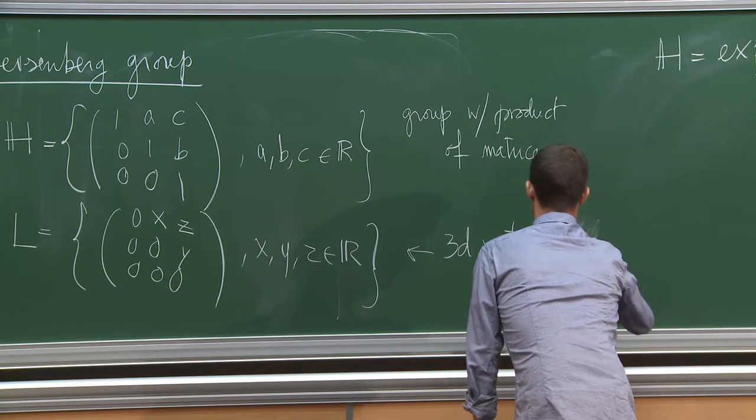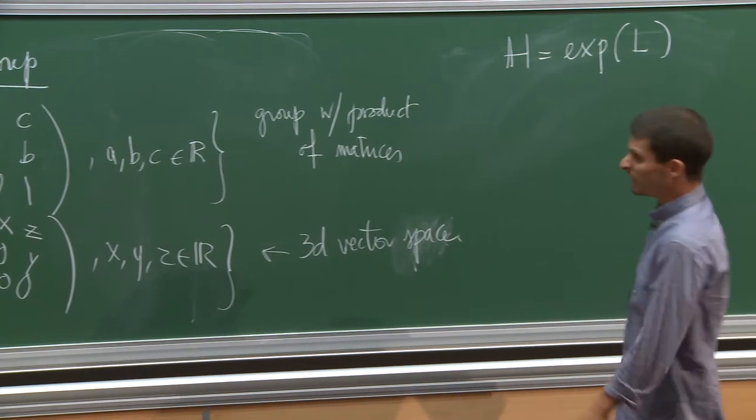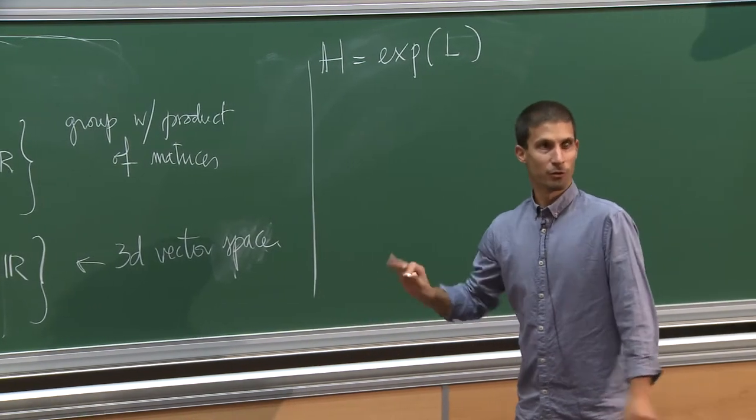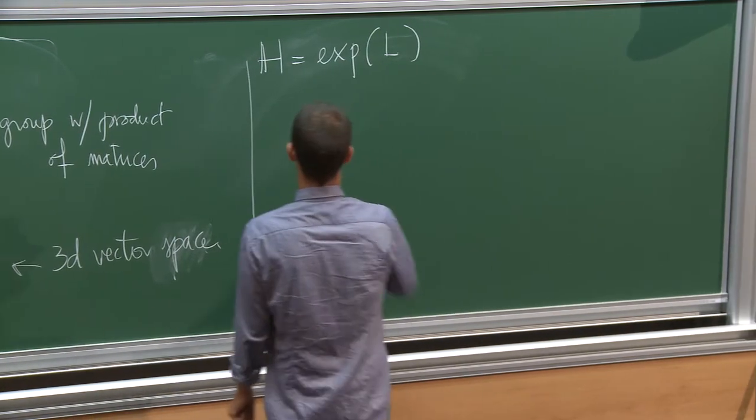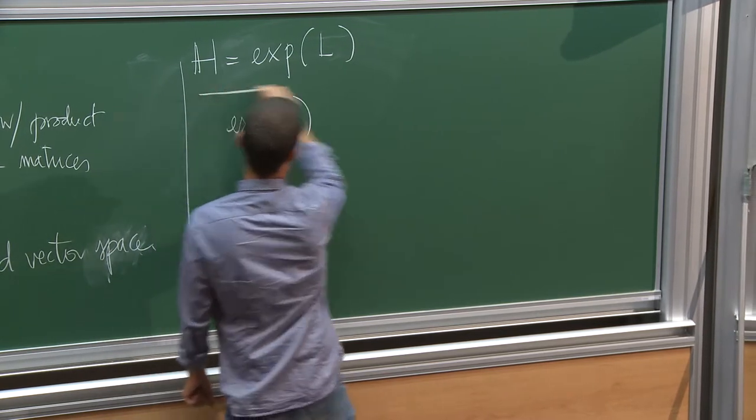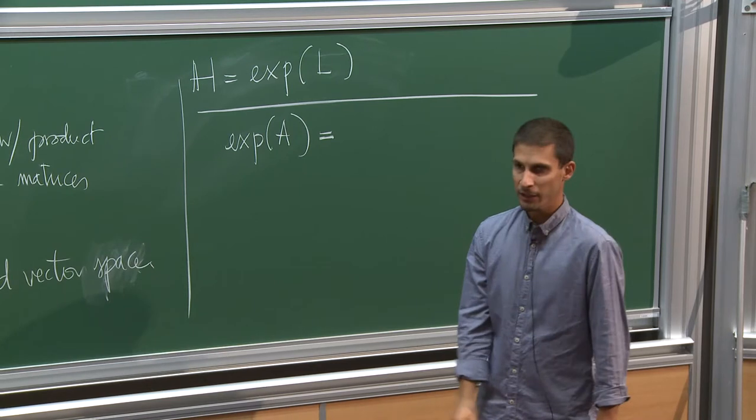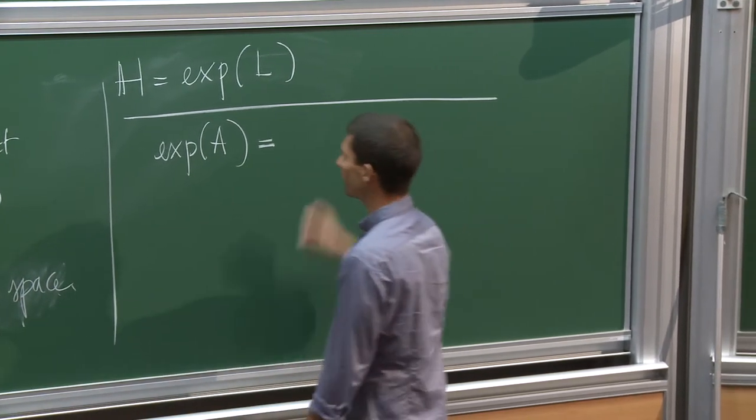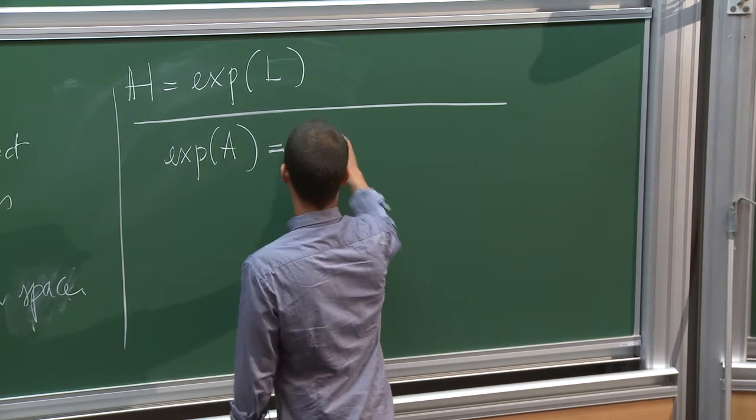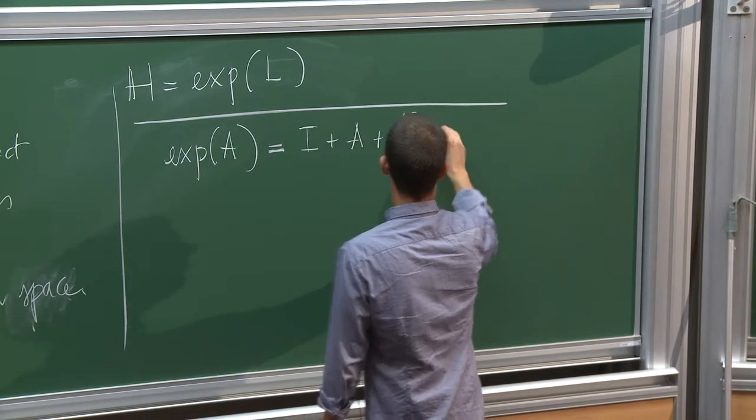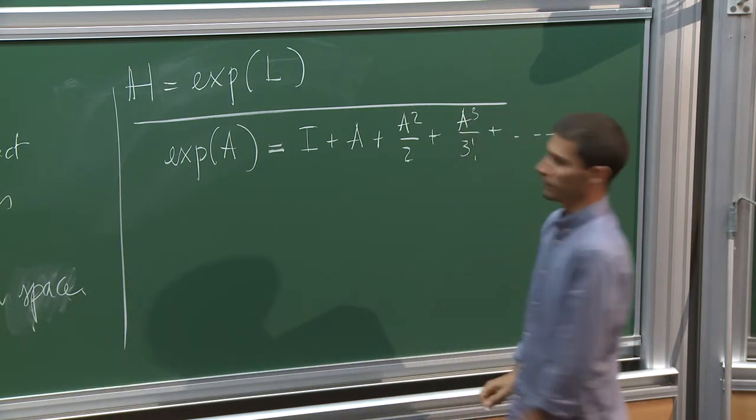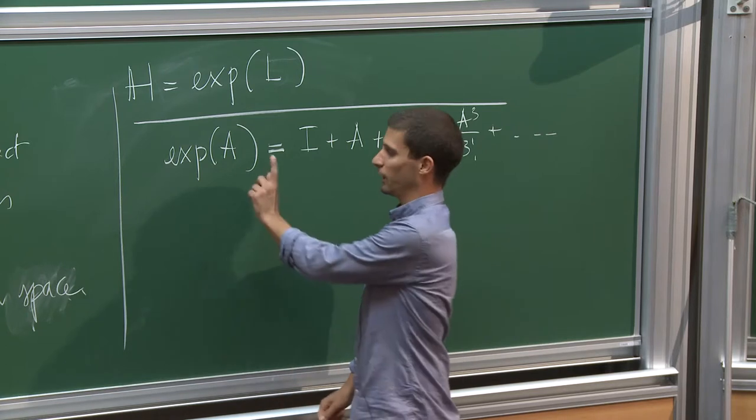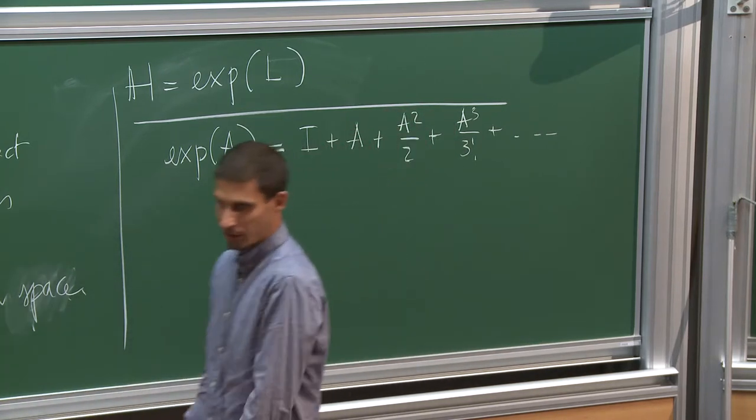So what is the exponential? Maybe you know, I think you know, but I will write it again. The exponential of a matrix A is simply, you take the expansion for the exponential function, and then put as an argument the matrix. So you will have identity plus A plus A squared over 2 plus A cubed over 3, etc. Okay? You have a series which is always convergent and defines a new matrix. So you take a matrix A, you can define its exponential in this way.